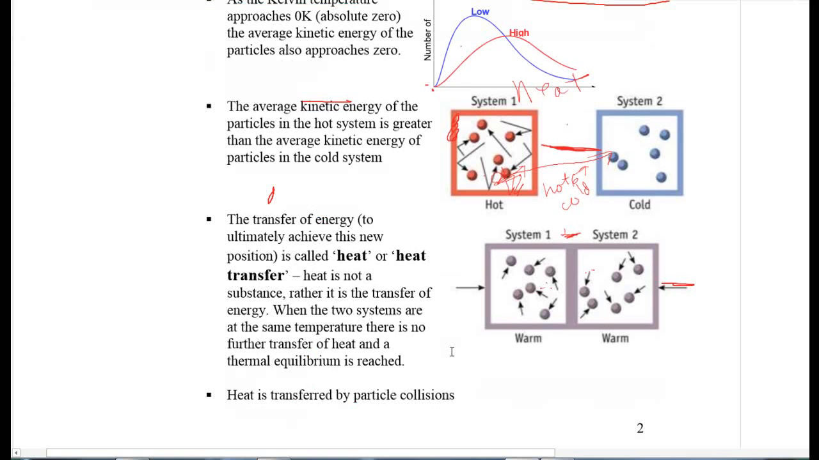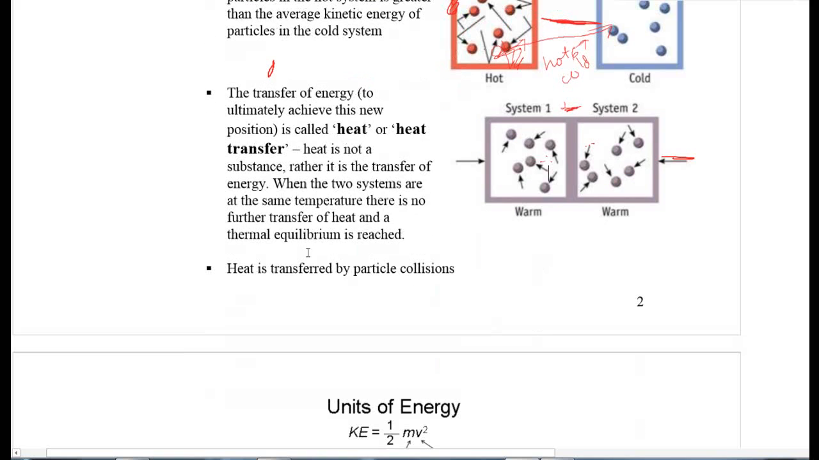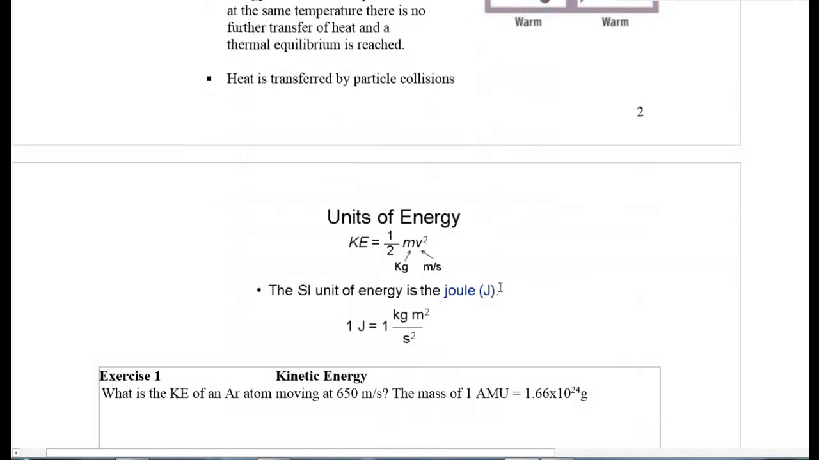Okay? So the transfer of energy is called heat or heat transfer. It's not a substance, but it's something kind of like money, right? So it doesn't matter whether I have $100 in the bank account or $100 in a check or $100 in cash. It all has some value, even if it might not be something I can hold in my hand. Okay. So important to note that heat is transferred by particle collisions. So let's take a look at a problem.